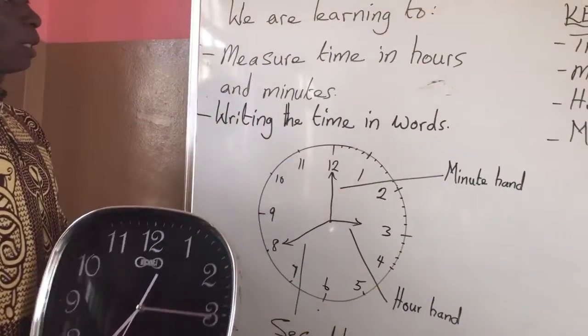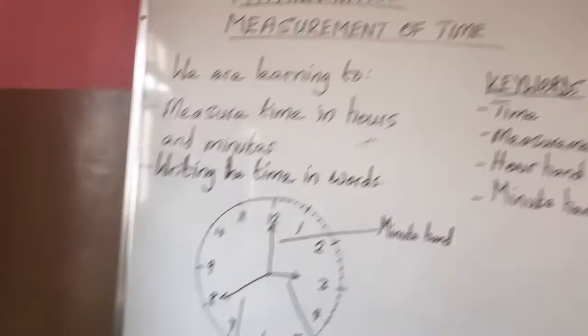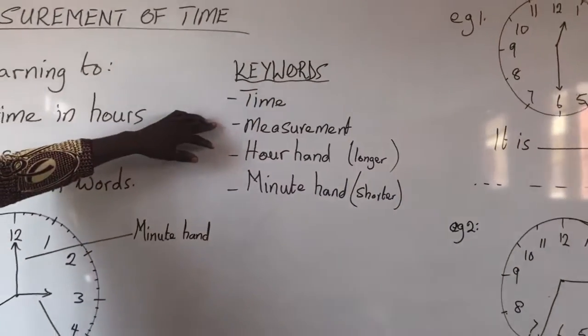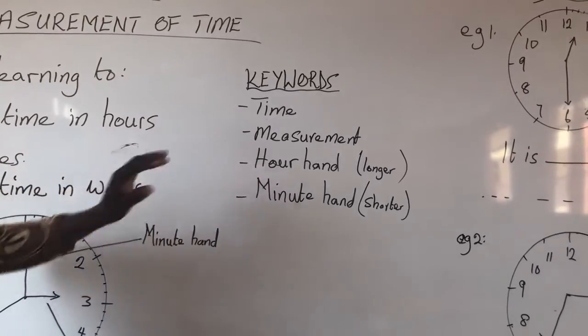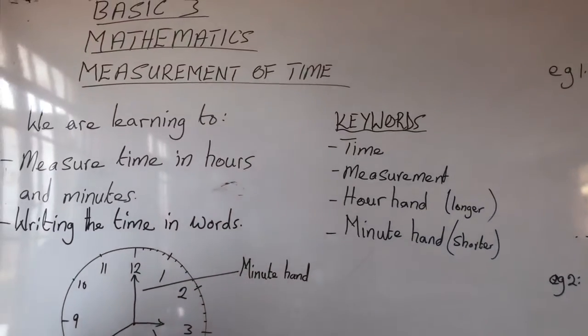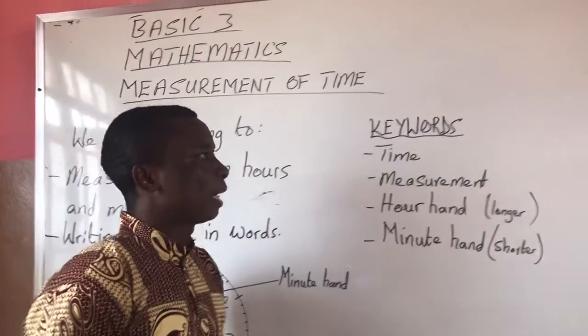All right, let's quickly look at our keywords as I introduced you earlier on. We have time, measurement, hour hand, minute hand. These are some of the words we will be using in today's activity. Let's quickly look at the time.